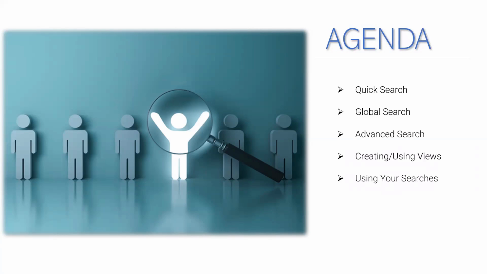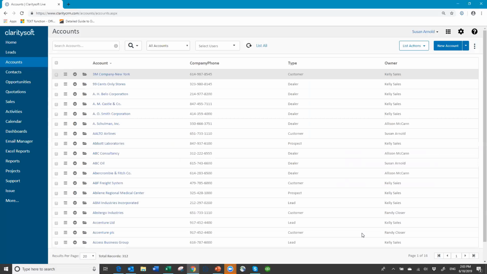All right. So with that, let's go ahead and get started. Here is my ClaritySoft database, and I'm in the accounts module, as you can see. Across the top of the screen, and this is true in all the modules, you have these same search or filter features at the top.